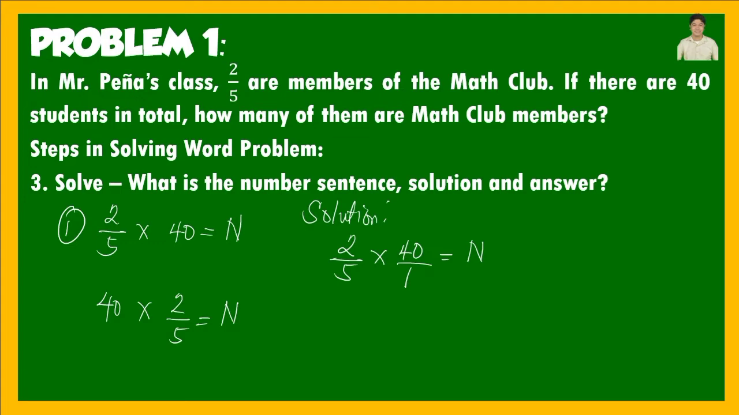So, yung 5, pag dinivide natin sa 5, it will become 1. And then 40 divided by 5, it will become 8. Now, meron pa ba tayong maika-cancel? So, wala na. So, we'll just multiply the remaining factors. So, 2 times 8, that is 16. And then over 1 times 1, 1 is equal to n. What is 16 divided by 1? That is 16. So, n is equal to 16.